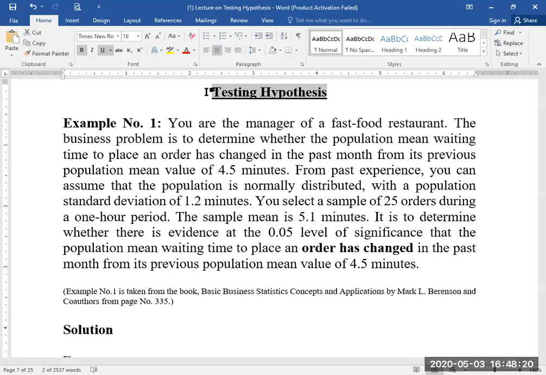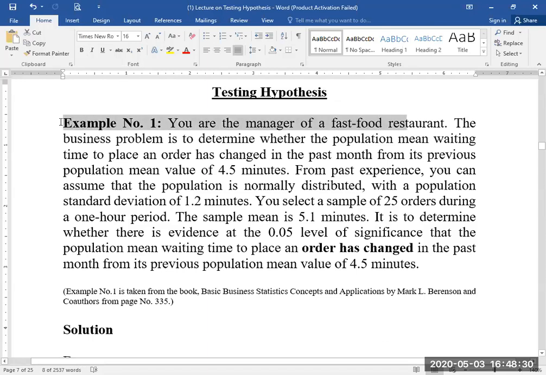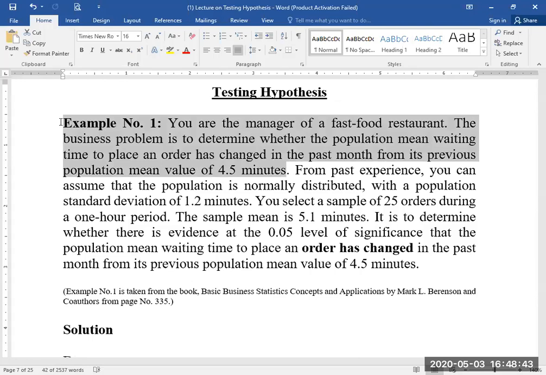In this video, I am giving some examples on performing hypothesis testing. Example number one: you are the manager of a fast food restaurant. The business problem is to determine whether the population mean waiting time to place an order has changed in the past month from its previous population mean value of 4.5 minutes.